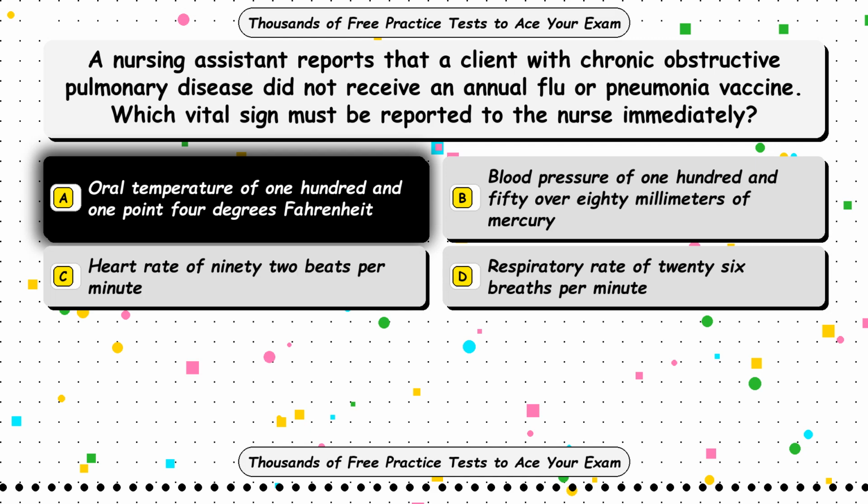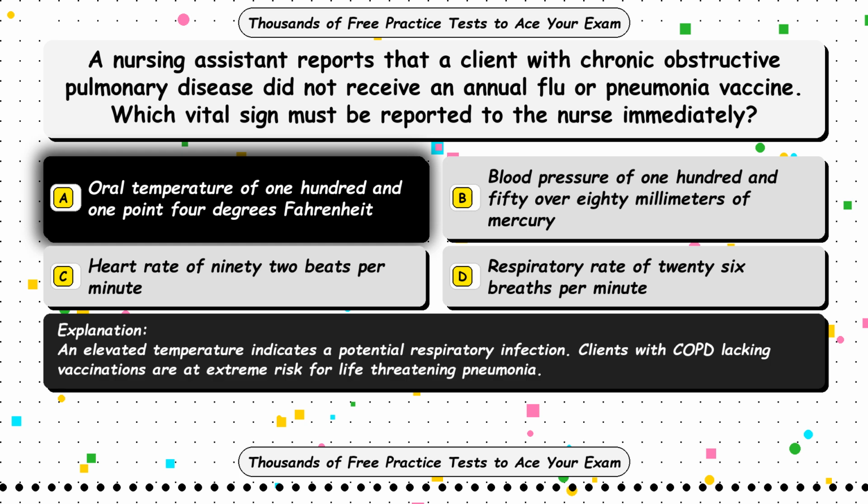The correct answer is option A. Oral temperature of 101.4 degrees Fahrenheit. An elevated temperature indicates a potential respiratory infection. Clients with COPD lacking vaccinations are at extreme risk for life-threatening pneumonia.